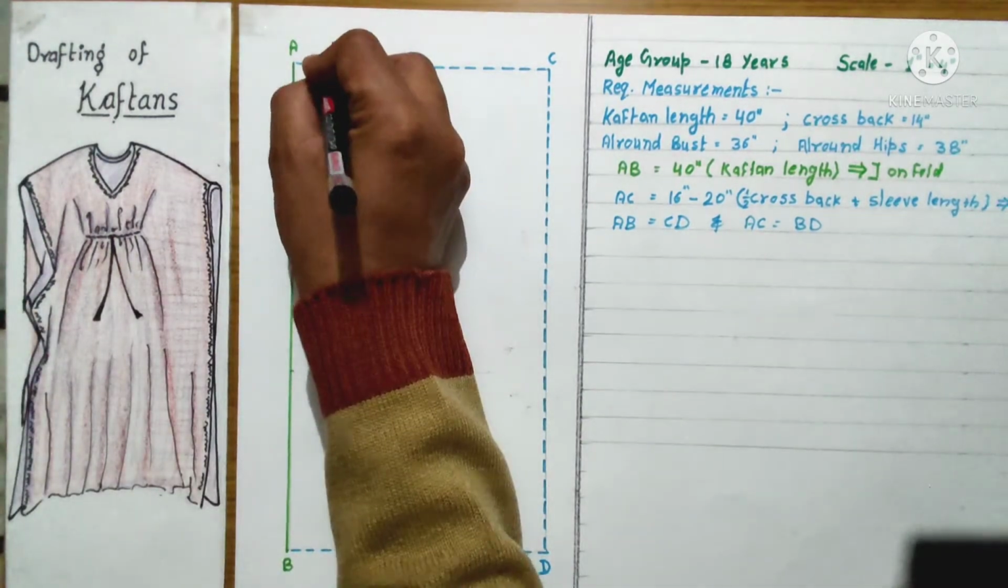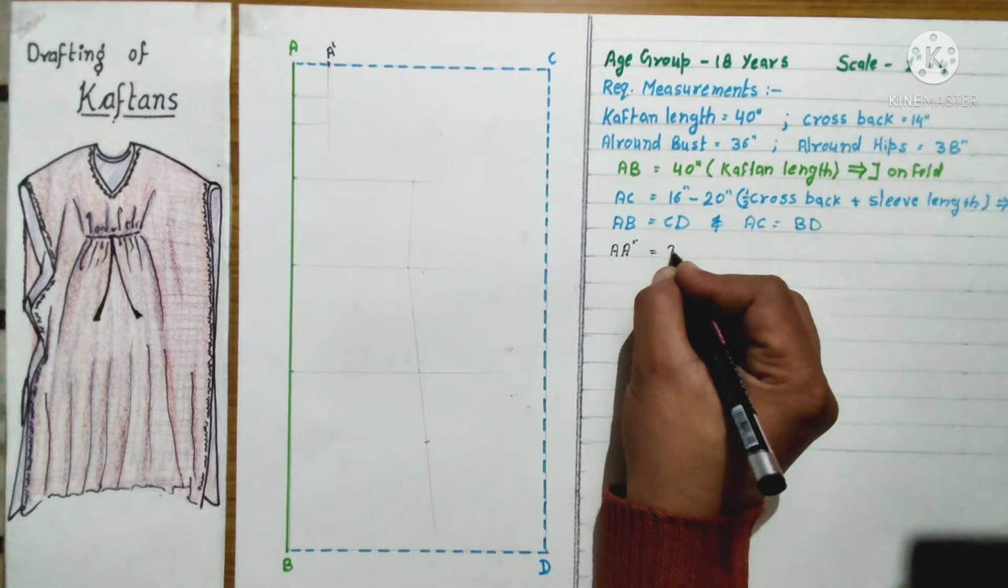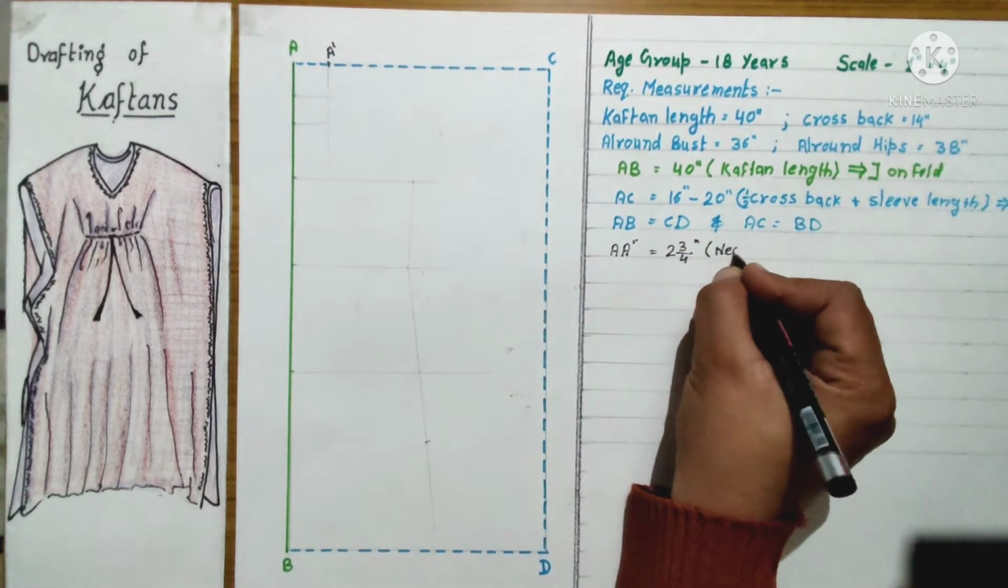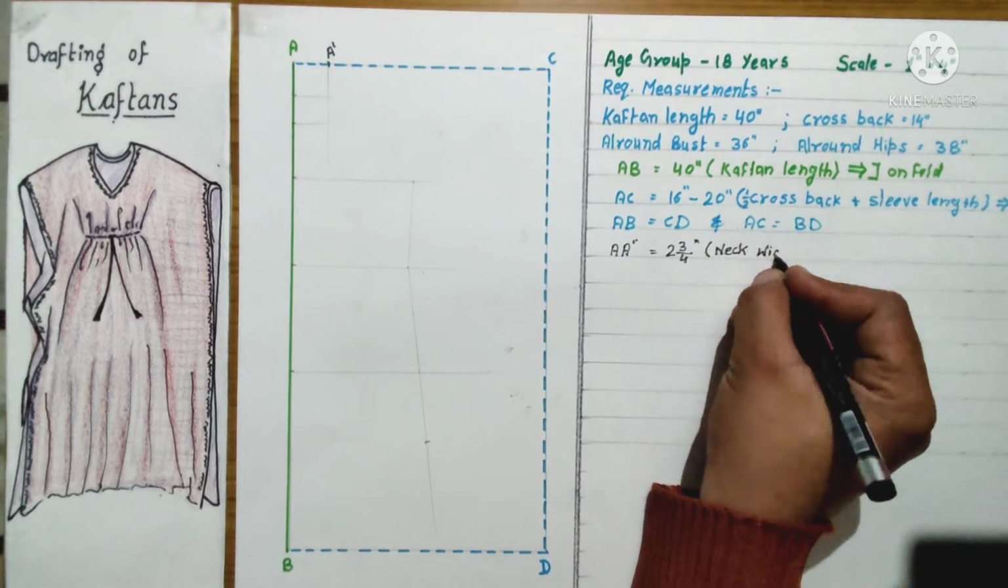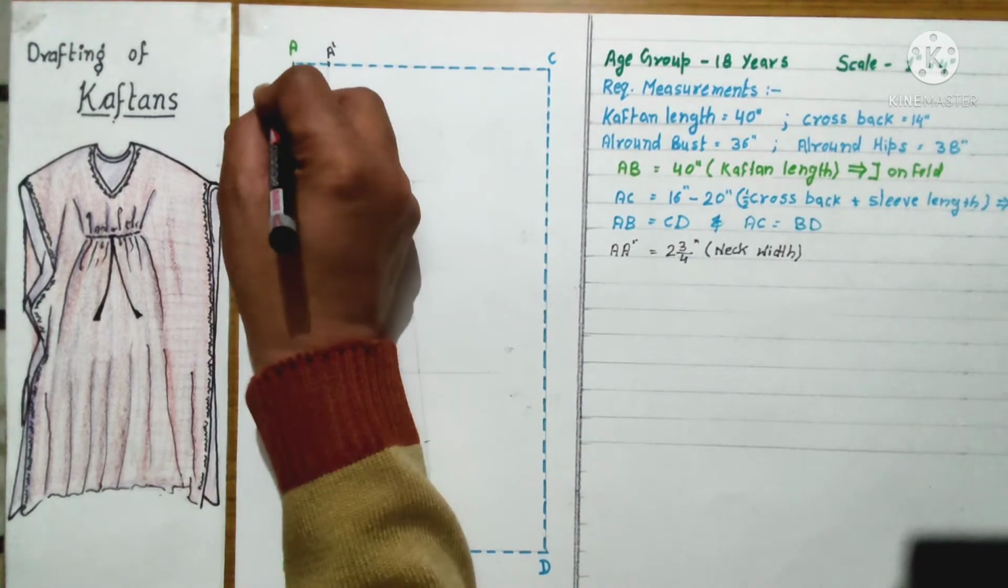Here I am marking a point A to A dash. A to A dash is equal to neck width, that is 2 3/4 inches. Generally it is like that only for the ladies 36 and above sizes. You may decrease for the ladies with the less sizes.